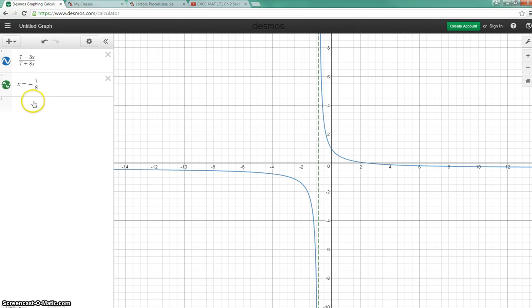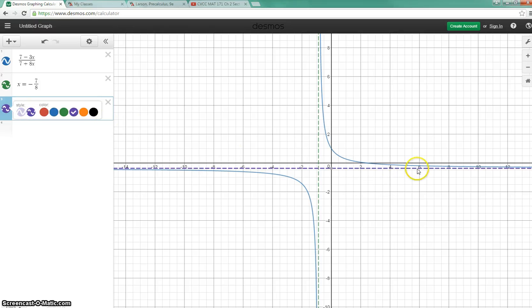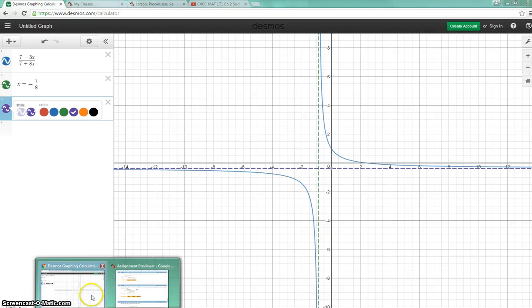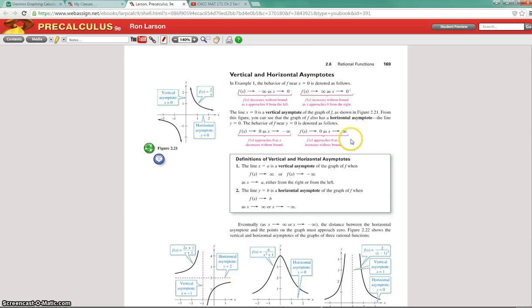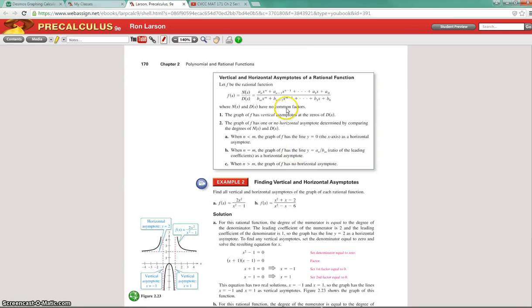And then I also am going to have a horizontal asymptote on this one. This one would be negative 3/8, and I'll make that one dotted as well. So this is my horizontal asymptote and this is my vertical asymptote. And so the book talks about how to find these values. For a vertical asymptote, set the denominator equal to 0 and find those values where the denominator equals 0. So for the most part, that finds your vertical asymptotes.